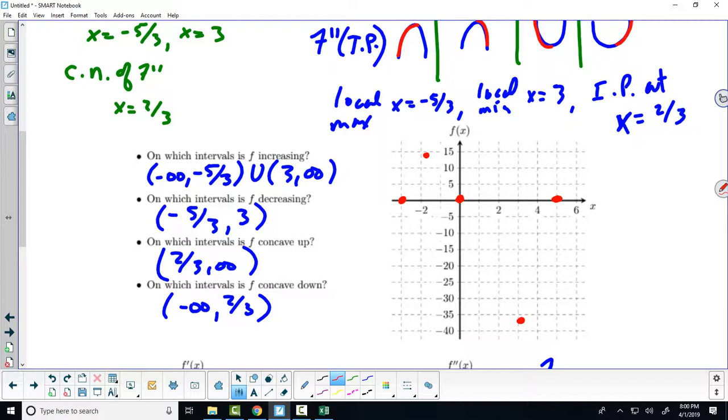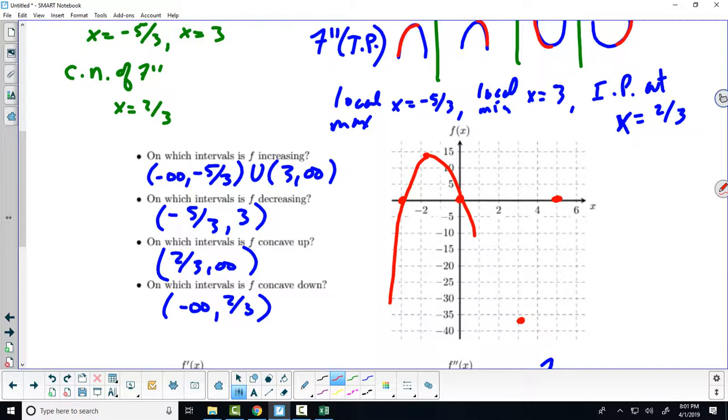Okay, so let's see here. Before we get to negative 5/3, we're increasing. At negative 5/3, we've got a horizontal tangent line. After we leave negative 5/3, we're decreasing. For this whole piece, what sort of generic shape do I have? It is concave down, and it continues concave down until I get to x equals 2/3, where we've got the inflection point.